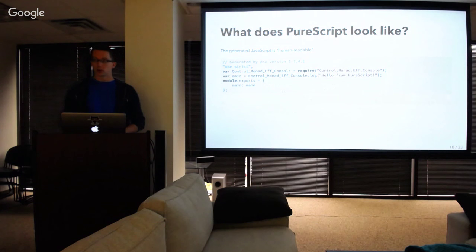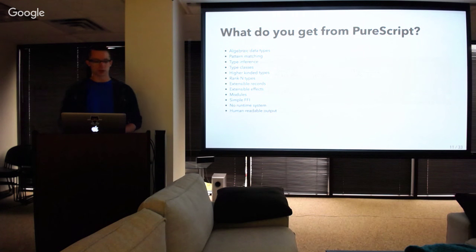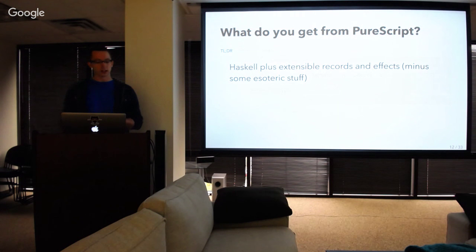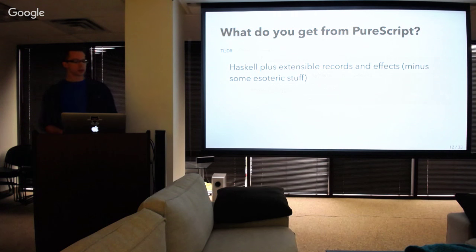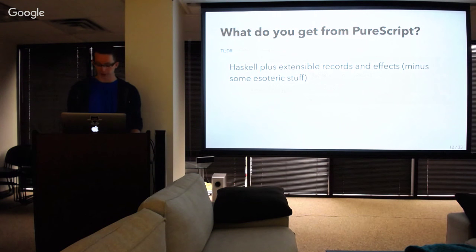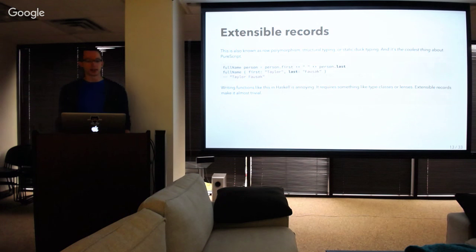So now that we know what it looks like, what do you get from PureScript? This is taken straight from the website. These are their high-level features. I'm not going to run through these. Instead, the TLDR is that you get Haskell plus extensible records and effects minus some other stuff that Haskell gives you. And extensible records and effects are actually what I'm going to spend the bulk of this talk talking about because I think they're very neat, and this is one of the core concepts in PureScript that it gives to the programming language world. So the first thing we're going to talk about is extensible records.